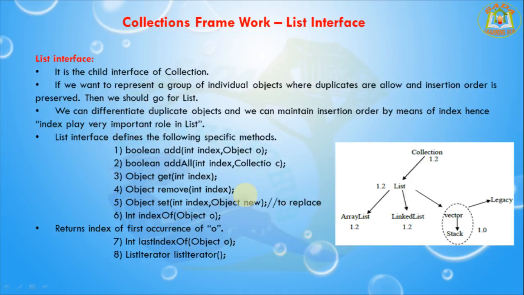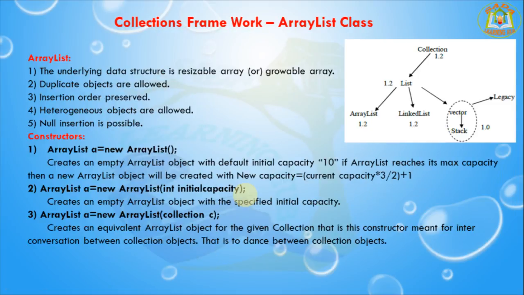List is an interface. Next, I'm going to discuss ArrayList. ArrayList is a class. ArrayList is implemented from the List interface, and List is implemented from the Collection interface. This is the hierarchy. In ArrayList, the underlying data structure is a resizable array or growable array. Duplicate objects are allowed. Insertion order is preserved. Heterogeneous objects are allowed. Null insertion is not possible.